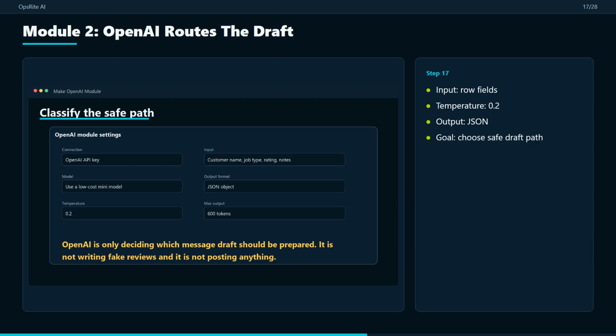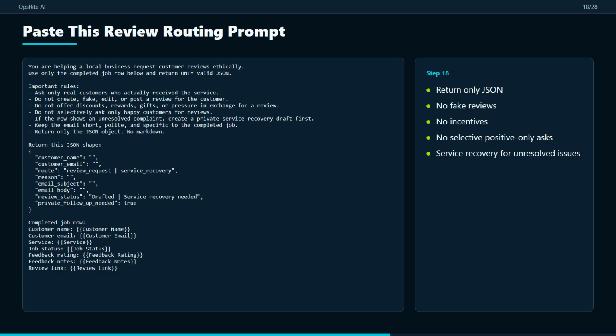Add the OpenAI module. Send it the customer name, email, service, job status, feedback rating, feedback notes, and review link. Use a low-cost model available in your account and set temperature around 0.2. Low temperature means less creative variation and more consistent routing. Paste this prompt into the OpenAI module.